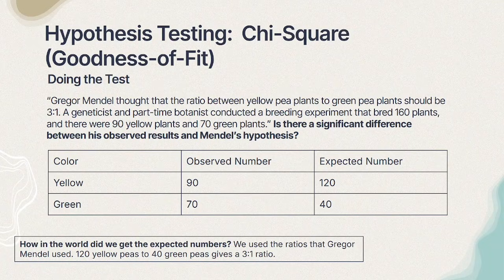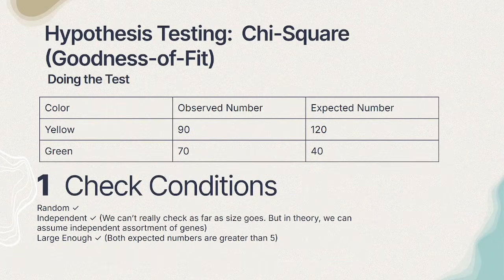First, we calculate our expected counts based on the 3 to 1 ratio. Out of 160 plants, we would expect 120 yellow and the rest, 40, green. Checking conditions: random, check. Independent, we can reasonably assume independent assortment of genes. Large enough: both expected counts, 120 and 40, are greater than 5, so check.